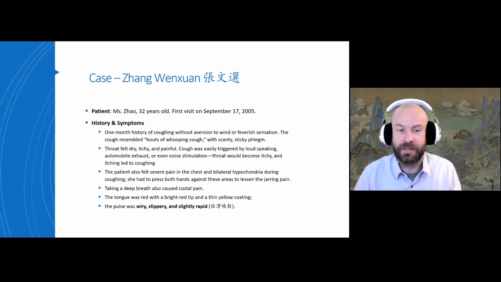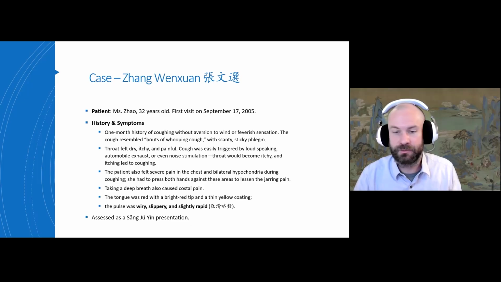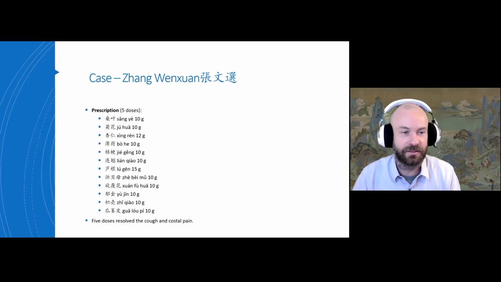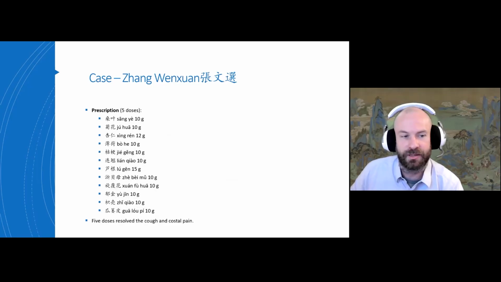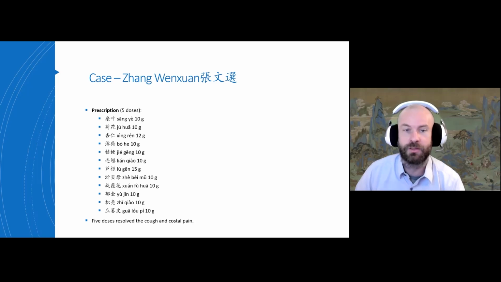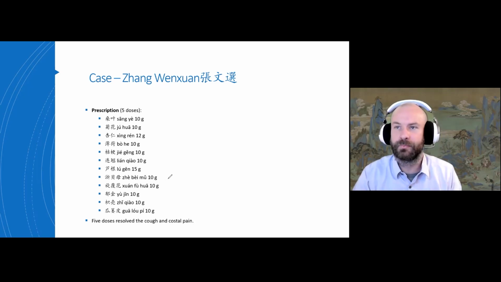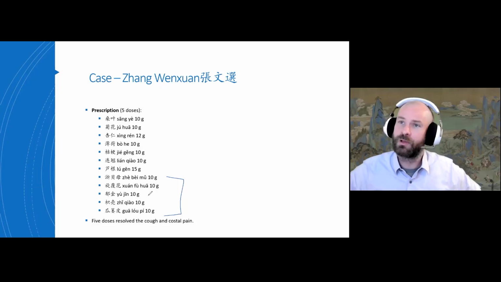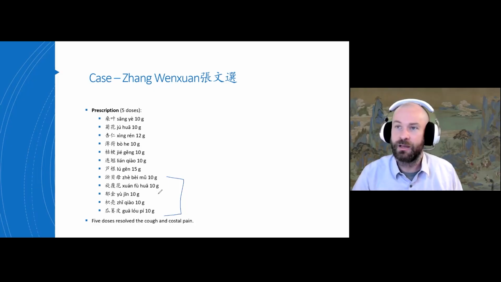The tongue was red with a bright tip and thin yellow coating. The pulse was wiry, slippery, and slightly rapid. Zhang Wansuan addresses this as a Sangju Yin pattern. His formula was Sangye, Juhua, Xingren, Bohe, Jiegeng, Lianqiao, Lugen, Zhebeimu, Xuanfuhua, Yujin, Jiechao, and Gualou Pi. So he added quite a few extra herbs there to treat more. He's probably trying to treat the hypochondriac region with the Xuanfuhua and Yujin as well.